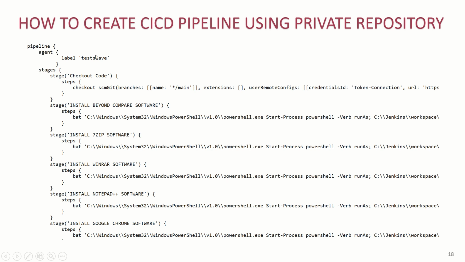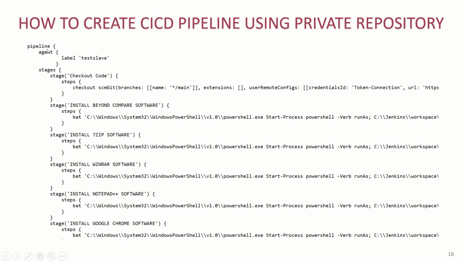Once that is done, we need to define where we want these instructions to get executed. So we are going to execute it on a Windows machine. So we'll give a label, the label of that Windows machine that we create during slave creation. So we'll place it here. After that, we need to declare stages, and then stage, and then step. In this way, we actually create a declarative pipeline.